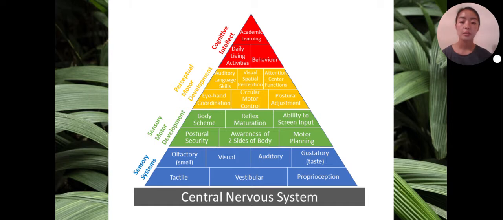So now that we talked about patterns of sensory processing, we'll dive deeper into processing of each of the sensory systems. We'll first talk about the big three. While there are 7 sensory systems, the vestibular, proprioception, and tactile systems are our big three. These 3 power sensations lay the foundation for sensory processing. Other systems can't process if these 3 aren't working properly.